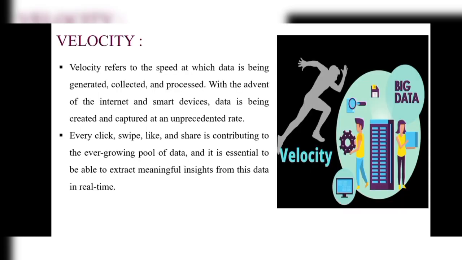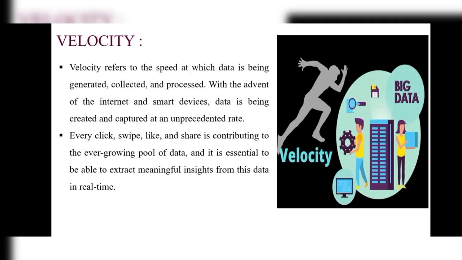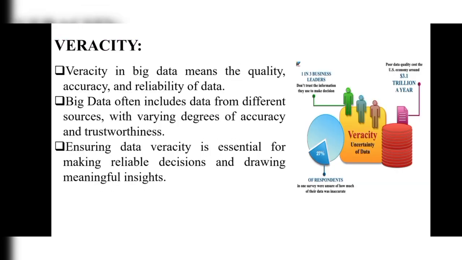Now we have learnt about the 4 V's, that is volume, variety, velocity and veracity. These 4 V's define what the data is, how the data is structured, what the speed of the data is, and what the quality of the data is. By these 4 V's we can easily learn about volume, variety, velocity and veracity.